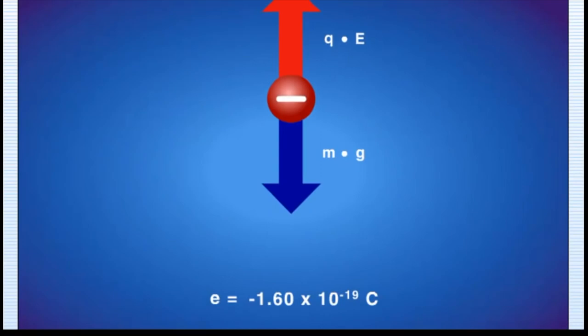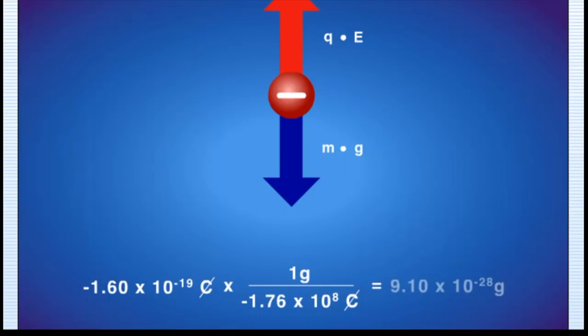From the charge of an electron and the charge to mass ratio of an electron determined by Thomson using a cathode ray tube, Millikan was able to calculate the mass of an electron. The mass of an electron, 9.10 times 10 to the negative 28th grams, is an exceedingly small mass.